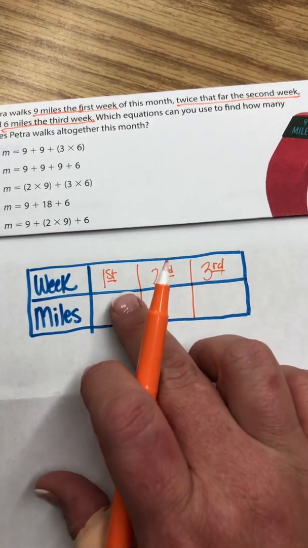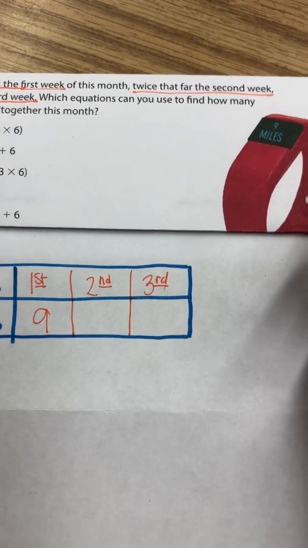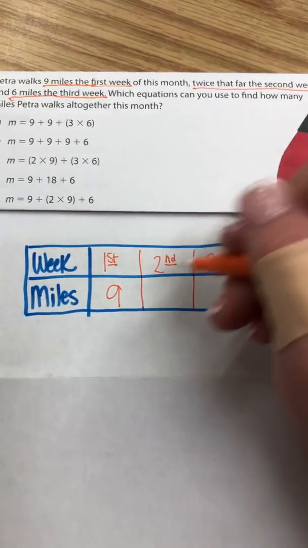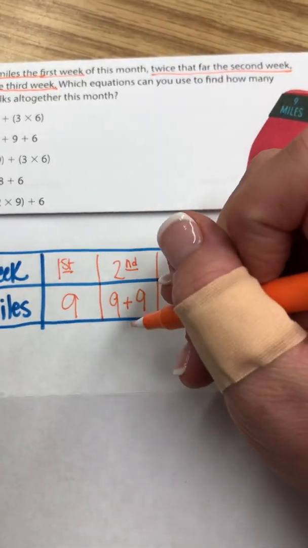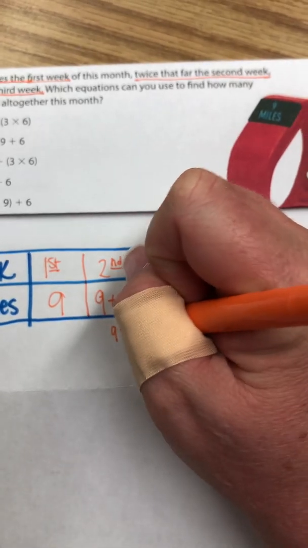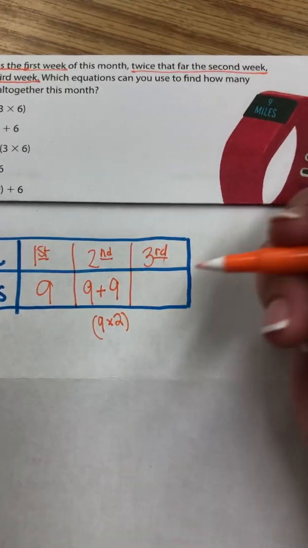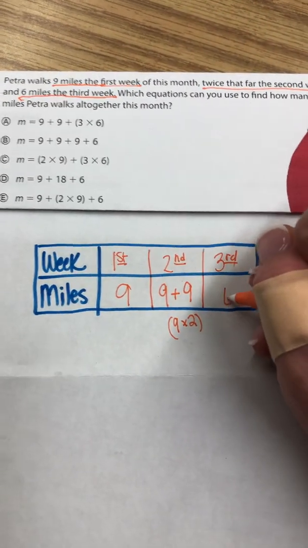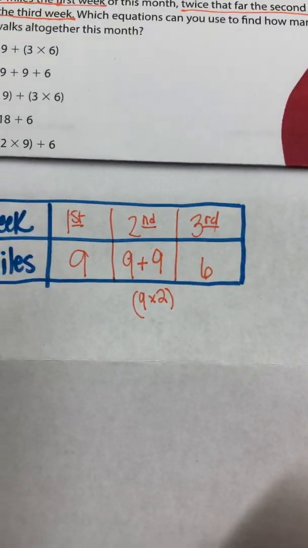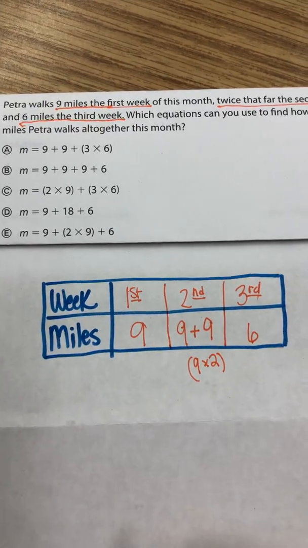We know in the first week, she walked 9 miles. We know in the second week, she walked twice that far. For now, I'm going to write that as 9 plus 9. But I'm also thinking to myself, this could be thought of as 9 times 2. And in the third week, she walked 6 miles. Okay, so that's what I know. Now I need to find the equations that match this information.